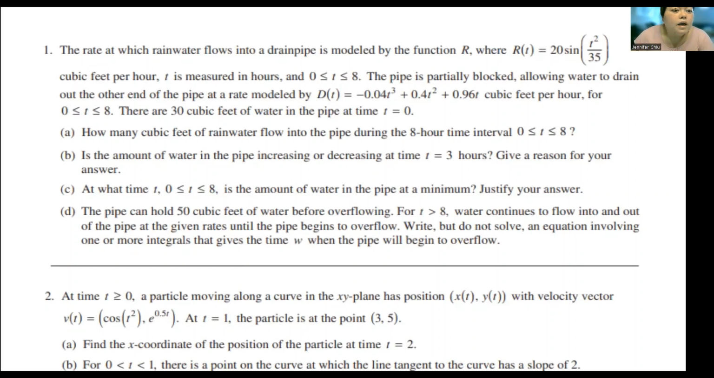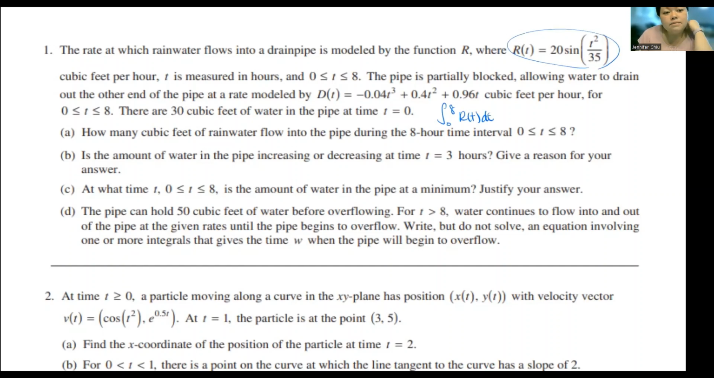All right. There are 30 cubic feet of water in the pipe at t equals 0. How many cubic feet of rainwater flow into the pipe during the 8-hour interval 0 to 8? So when you're looking for the total cubic feet of water, you are looking for the integral of the rate at which it comes in. So you simply take this rate and you go integral 0 to 8 of R of t dt, right? And then put that in a calculator and you will get the total amount of rainwater in 8 hours.